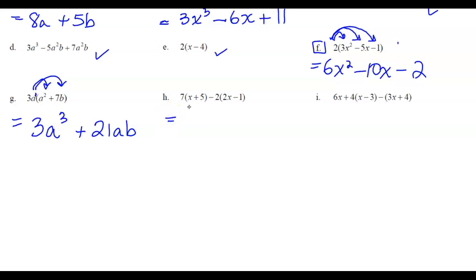Okay, next one. Here we have two sets of brackets. So it's 7 times x plus 5 minus 2 times 2x minus 1. I do this expansion first: 7x plus 35. I'm trying to get rid of the brackets, so when you're expanding, don't keep them in.